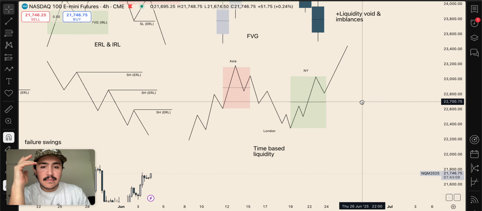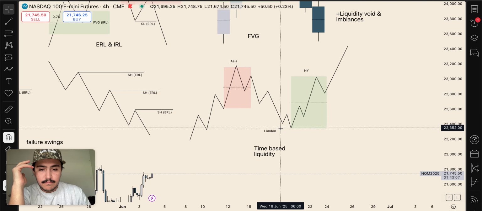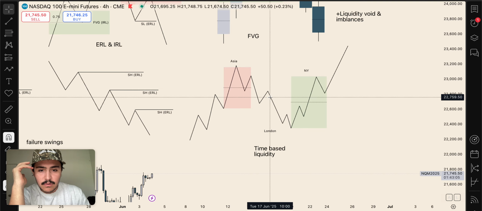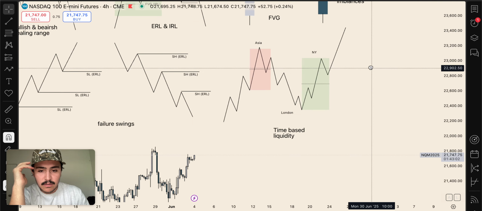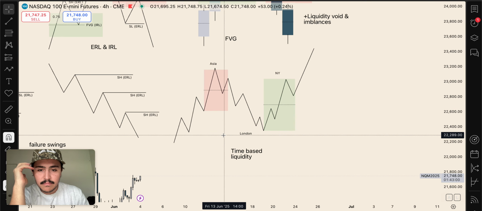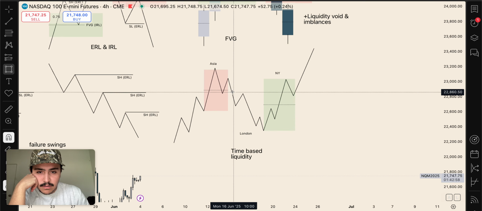Now this is the trickier part. I don't know where the London square went. There was a London square here somewhere. I guess it's gone. Let's just make it real quick.